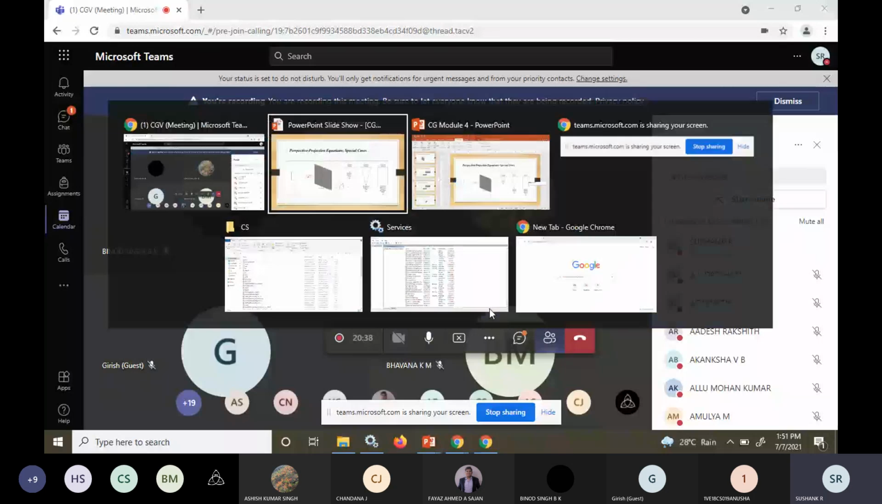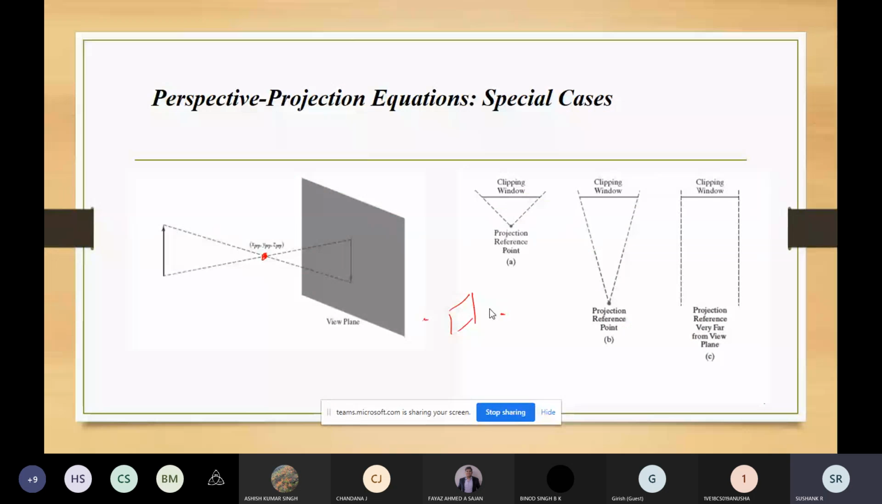So usually this reference point will not be on the view plane. It will be between the scene and the view plane. Why? So that you will see the entire object. If it is on the view plane, you will just see it as a point.